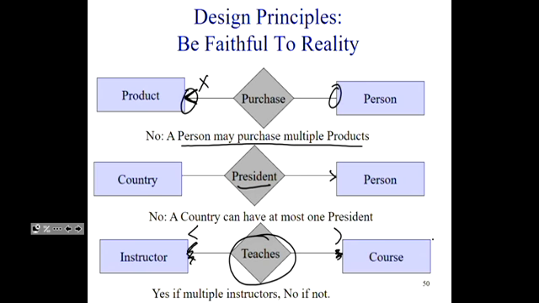Yeah, so each course has 0 or 1 instructors. But if we know for a fact that each course has to have at least one instructor, right, has to have precisely one instructor, then the arrow is not sufficient. We want to have a semicircle.